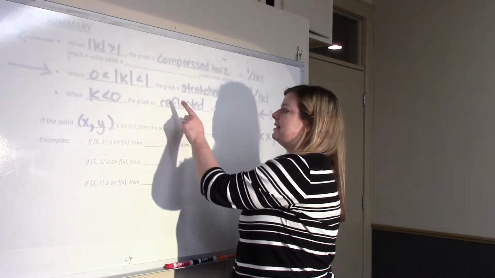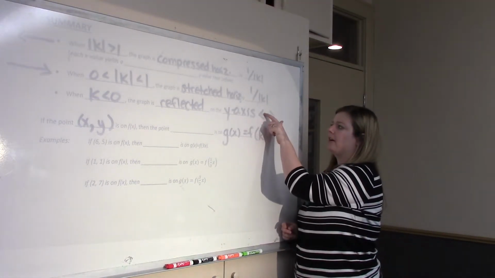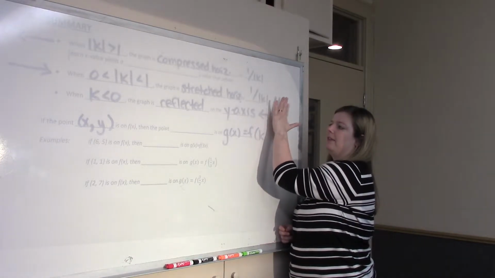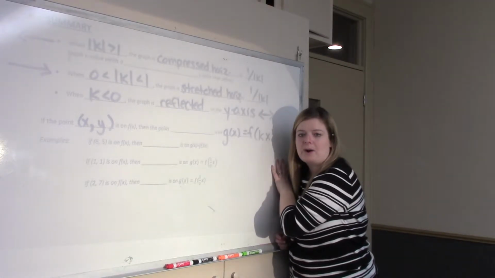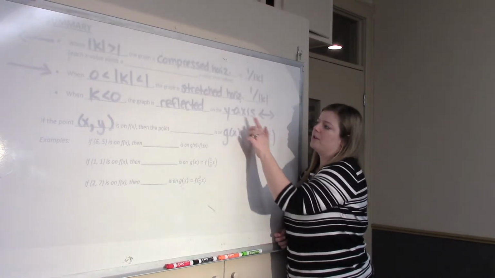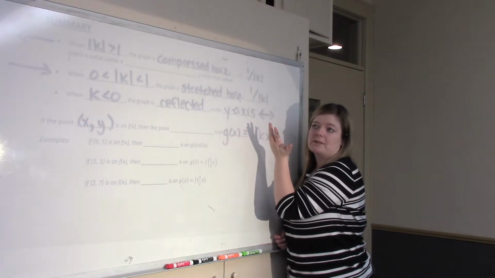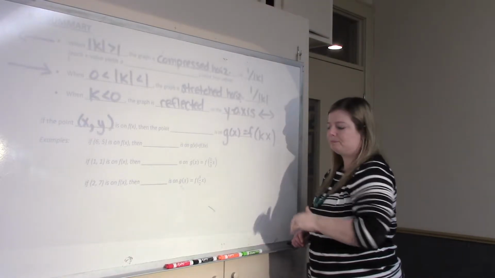Now when k is less than 0, the graph is reflected on the y-axis. So the arrows go this way because it's reflected this way. Sometimes people say y-axis and they think y and that's vertical and they go this way, but no, that's the y-axis. It's a horizontal reflection. If you want to write a horizontal reflection, that's what it is.